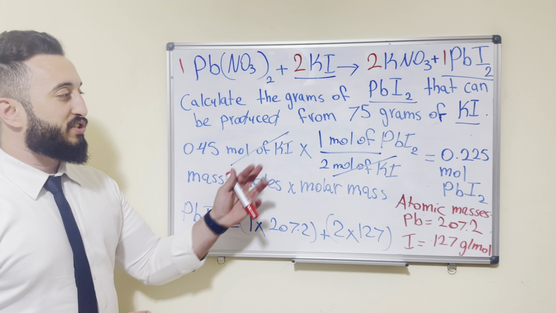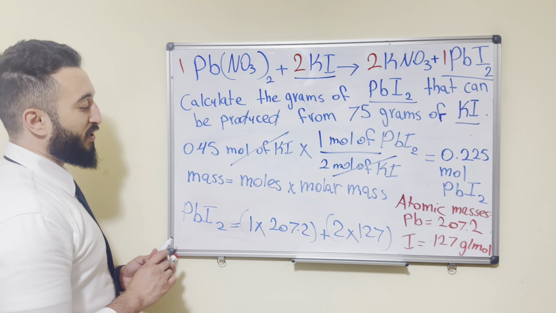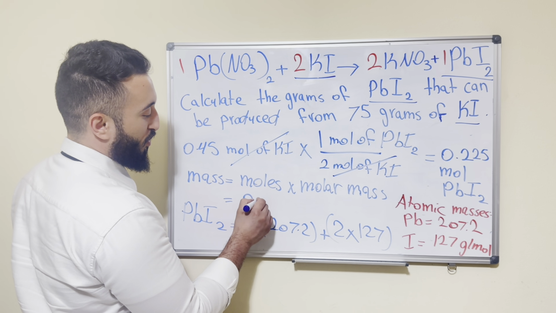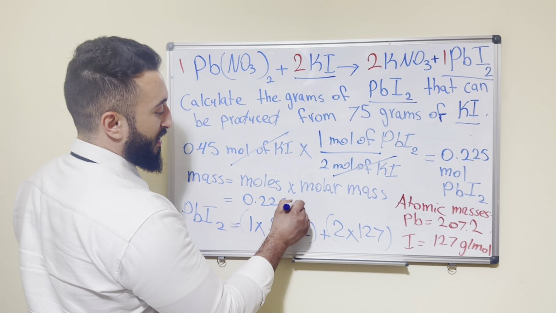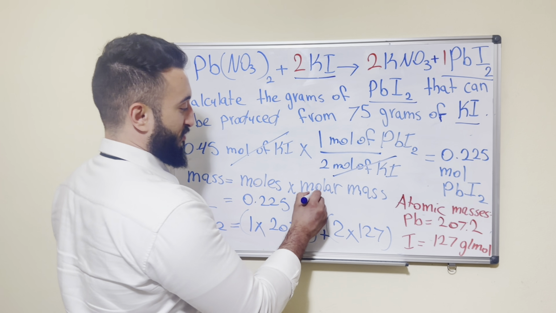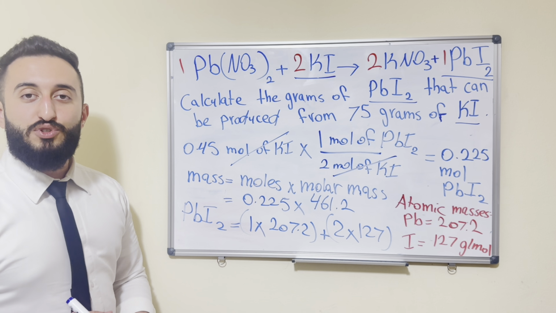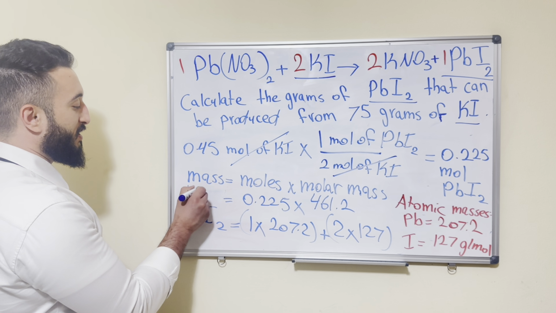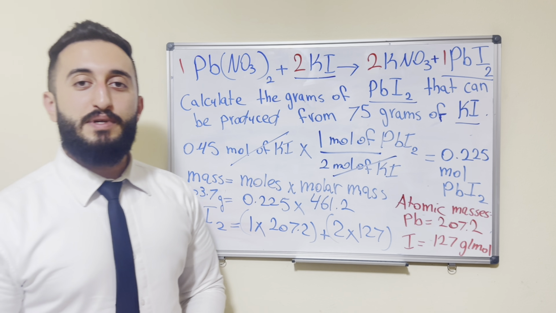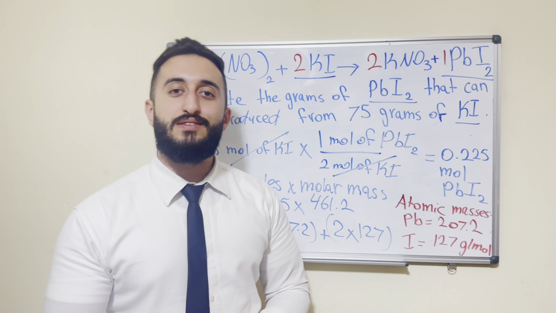So we have the moles from the previous step, which is 0.225. So the mass here will equal the number of moles, which is 0.225, times the molar mass that we have calculated right now, 461.2. If we multiply them together, they will equal 103.7 grams, and this is the mass of PbI2. This is the mass of lead iodide. Thank you for watching the video and see you in the next video.